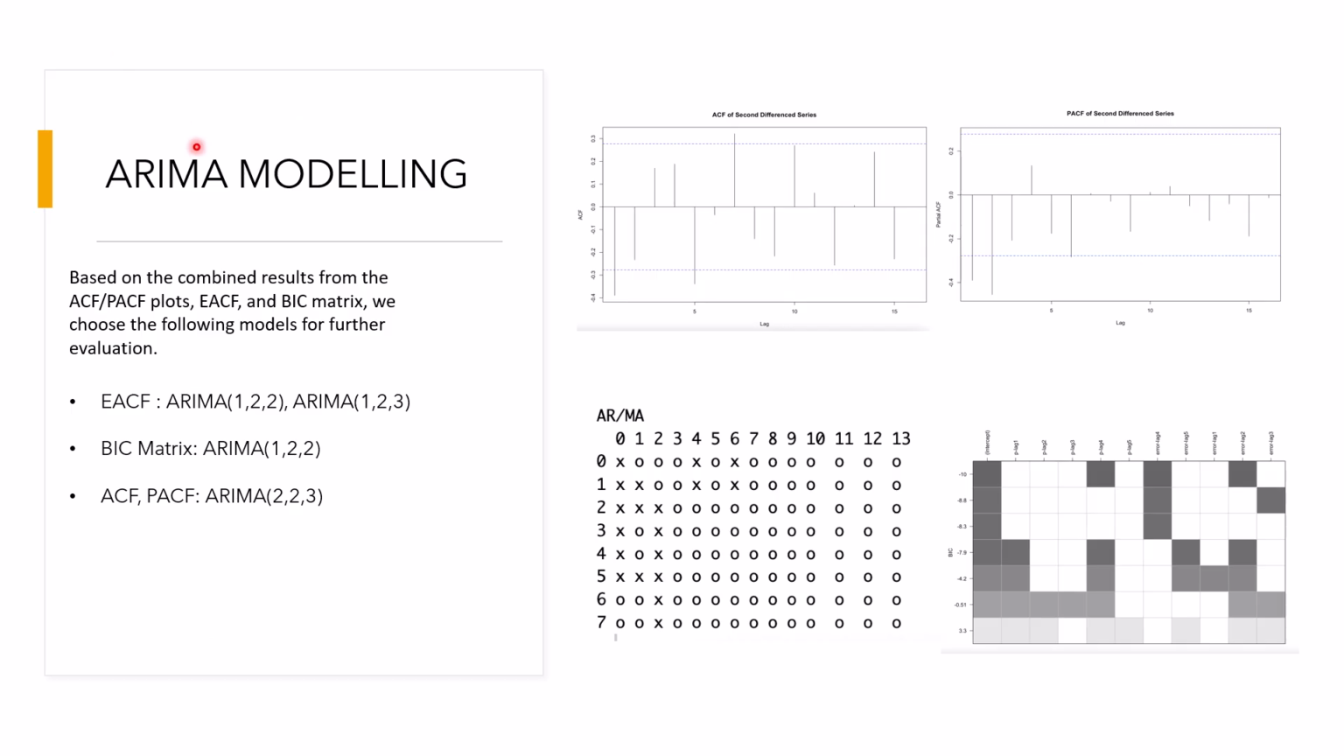ARIMA modeling. To find the best fitting ARIMA model, we first did the EACF table, which suggests ARIMA(1,2,2) and ARIMA(1,2,3). Further, we did the BIC matrix, which strongly supports ARIMA(1,1,2), and further on we analyzed the ACF and PACF, which gives us ARIMA(2,2,3). Further, we'll run these models and do the diagnosis on the residuals of these models.